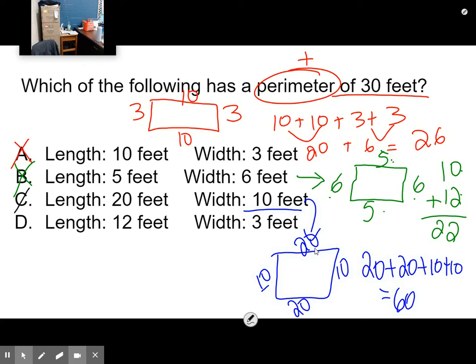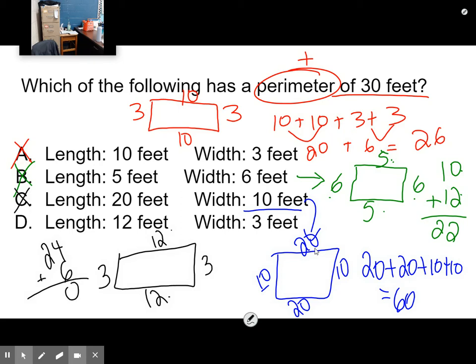Okay, so the last one is letter D. It has a length of 12 and a width of 3. Since opposite sides are the same, I'll fill in all the sides and add. 12 plus 12 is 24. 3 plus 3 is 6. So 24 and 6 is a grand total of 30. Cha-ching! This has a perimeter. Remember, P is for perimeter, and we have a perimeter of 30.